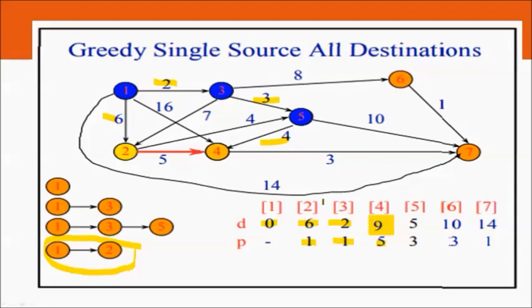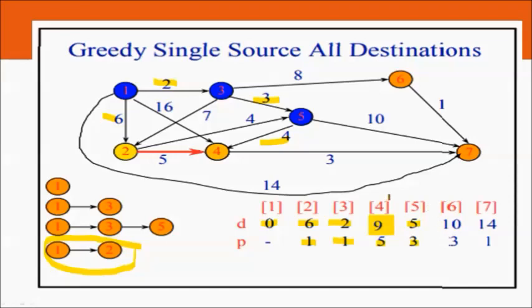Next, from vertex 1 to 5. Vertex 1 to 3 is 2, and vertex 3 to 5 is a distance of 3. So we have a distance of 5. And the predecessor is vertex 3, which is the previous vertex before the actual vertex.